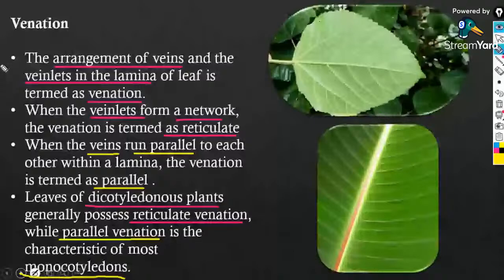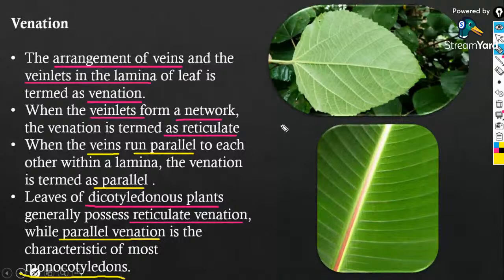So, venation is the arrangement of veins and veinlets in the lamina of the leaf. If they are arranged like a network, you will call it reticulate venation. And if they are arranged parallel to each other, you will call it parallel venation. Clear?